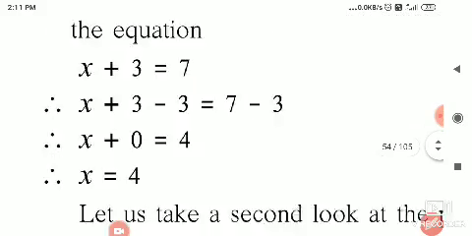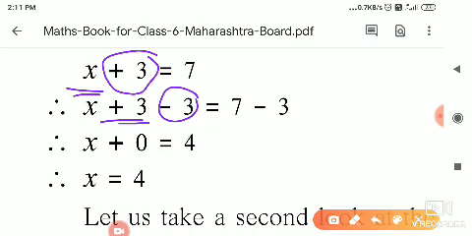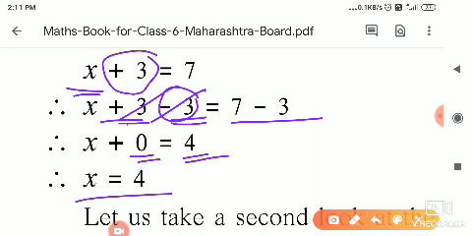Okay, so here we will see how they solve the equation. We have to find out the value of x. With x, which number is there? Positive 3, right? We have to cancel this positive 3, meaning we have to make the value of positive 3 zero. So we subtract 3, the additive inverse, not from one side only but from both sides. So 7 minus 3 is equal to 4, plus 3 minus 3 is 0, and x is equal to 4, that we got here.